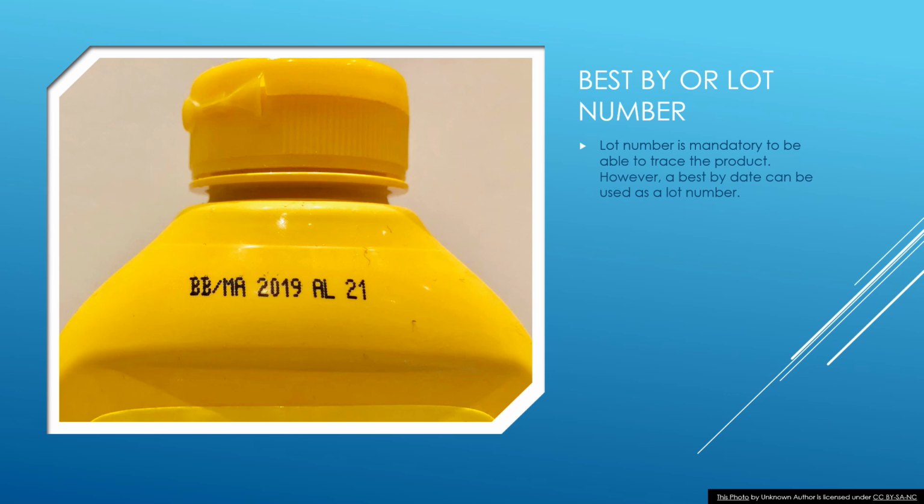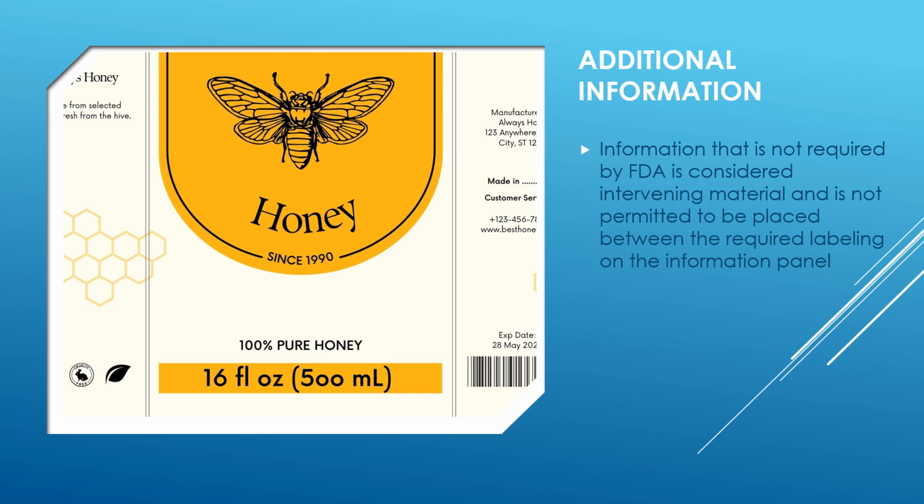If you produce a batch and there are some color issues, you want to be able to trace back those individual items to the source, so you can come up with a solution of what happened. Any additional information that is not required by the FDA is considered intervening material. So make sure all the information that is required by the FDA is clear and visible, and there's nothing hiding it.